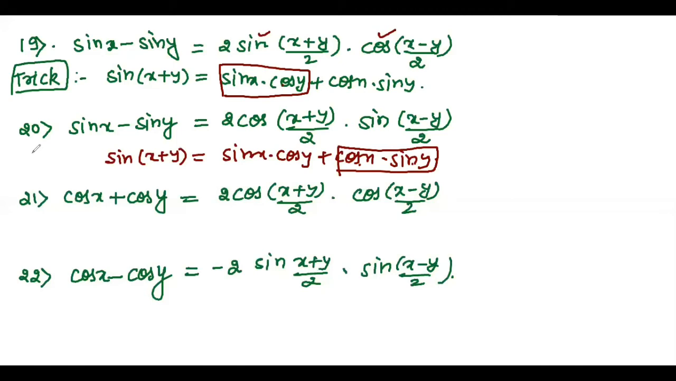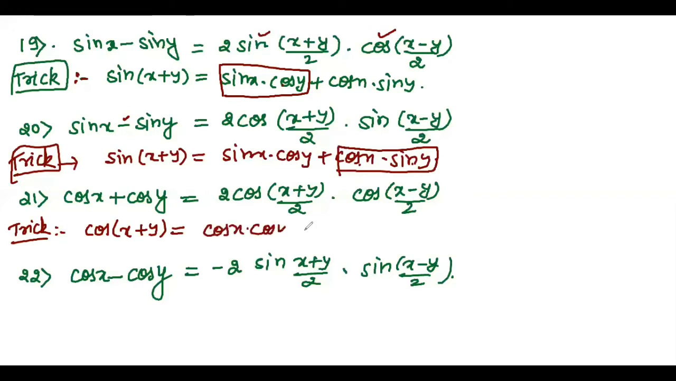This is the trick, not a derivation, again I'm telling you. So for sin x plus sin y, we have the sin and cos combination. By using this trick, you can remember it. And for sin x minus sin y, we have the cos and sin combination. A minus sign is there in between, so we'll use the second part. Then similarly, for cos x and cos y, I'm going to use a trick for remembering it. Cos of x plus y, we know, is cos x into cos y minus sin x into sin y.